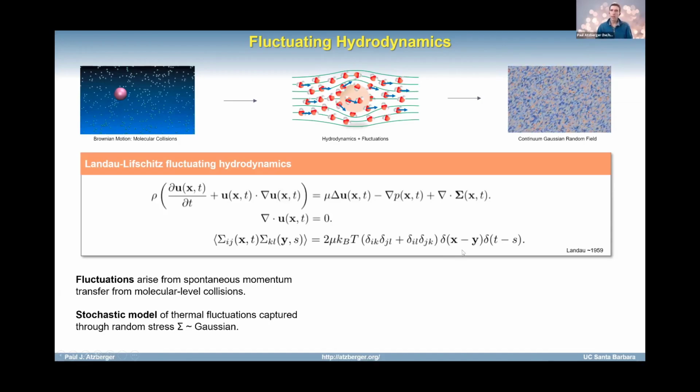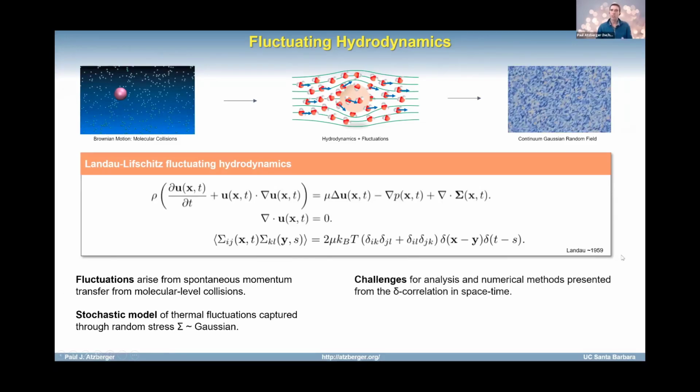I mean, number one, if you look at this closely, you all of a sudden realize that you're no longer in the realm of nice, smooth functions when you're trying to solve the Navier-Stokes equations, because the sigma here is basically a Gaussian random variable that has delta correlations in space. And so this is really, in some sense, a random variable that lives on a space of distributions. So that's challenging from both the point of view of analysis, as well as if I'm going to try to develop numerical methods for these types of equations.